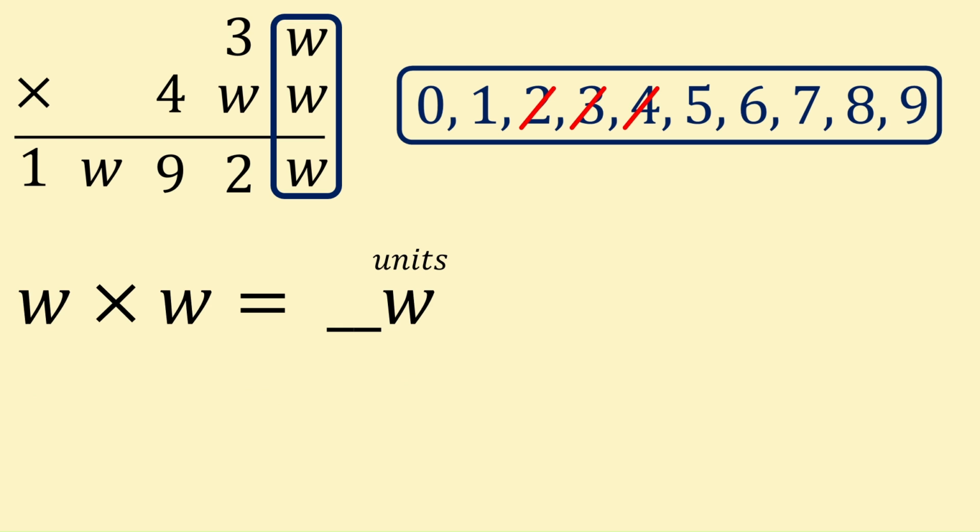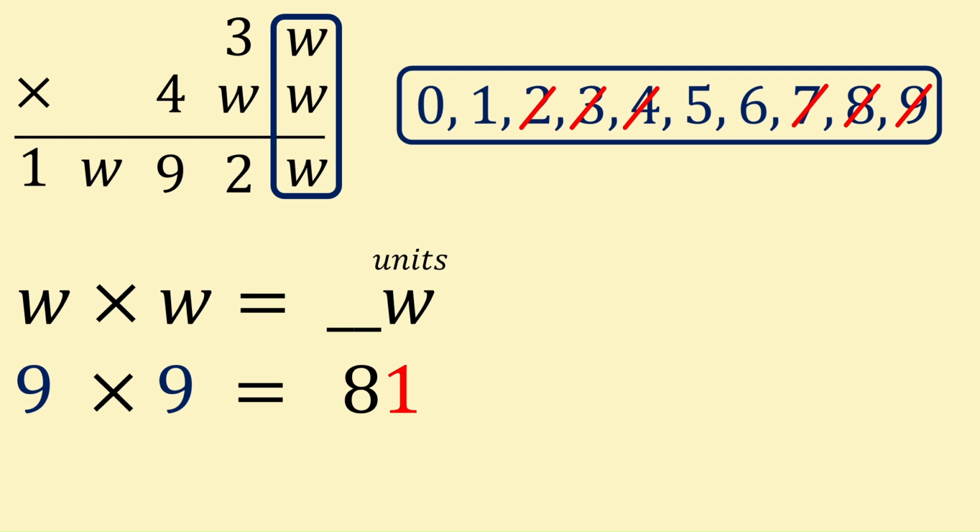Moving on to 5, 5 times 5 is 25, and since 5 appears in the units, 5 is a possible contender. Let's move on to 6. 6 times 6 is 36, and 6 is in the units column, so 6 is also a possible contender. Moving on to 7, 7 times 7 is 49. As 9 is not equal to 7, 7 is not a possible contender for W. Likewise, 8 times 8 is 64, so cross this out, and 9 times 9 is 81, so cross that one out as well.